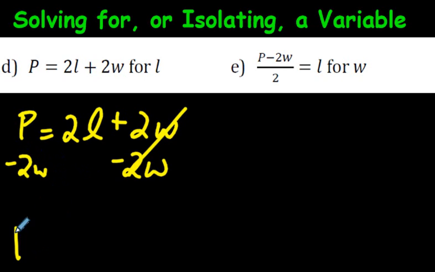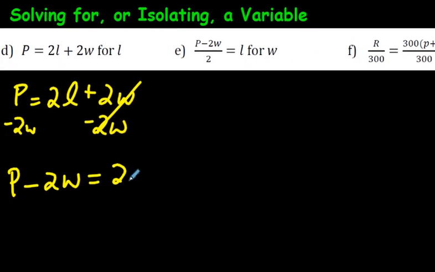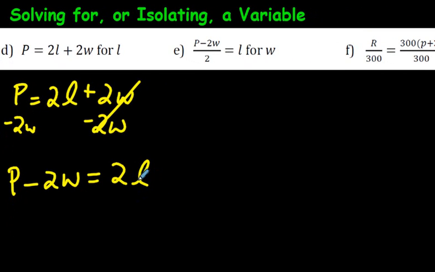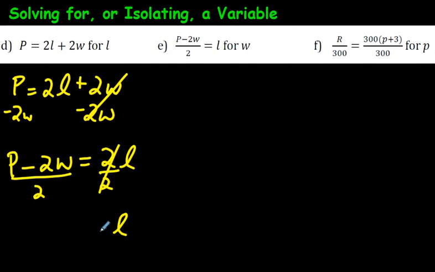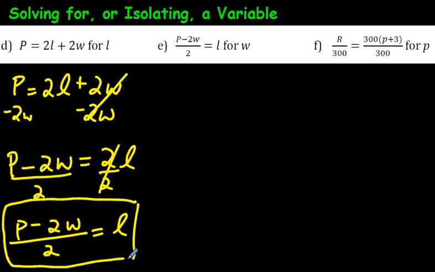So now we have p minus 2w is equal to 2l. There's one more step. We want to get the L all by itself. So we're going to have to divide everything by 2. We'll divide this side by 2 and divide this all by 2. Okay? So we're left with L equals perimeter minus 2 times the width, all divided by 2. And that would solve for L. It would get L all by itself. We would know the length. Okay? Let's do the next question.